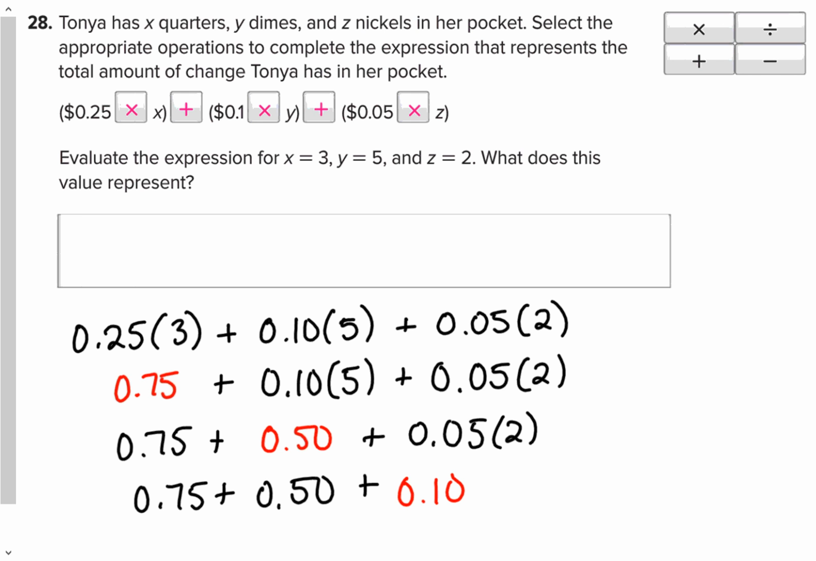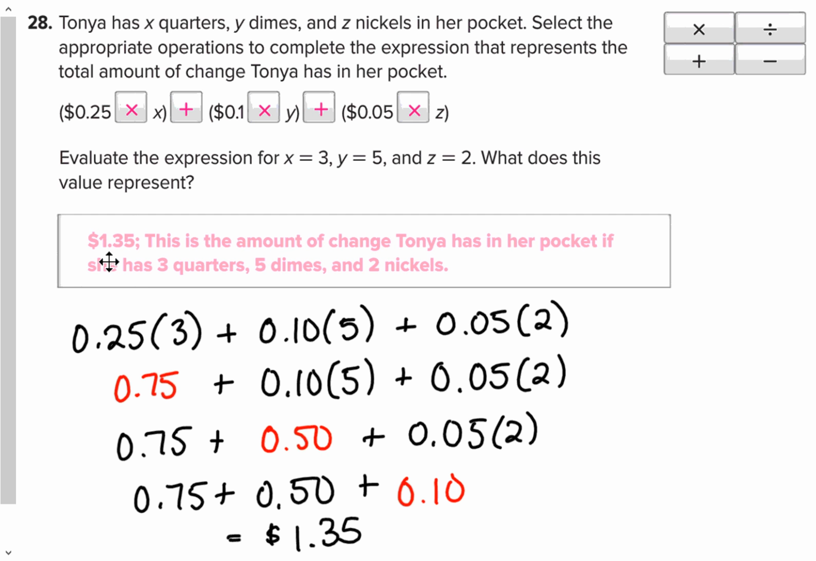Now I can add them all together, and it's going to equal $1.35. So $1.35, this is the amount of change Tonya has in her pocket if she has 3 quarters, 5 dimes, and 2 nickels.